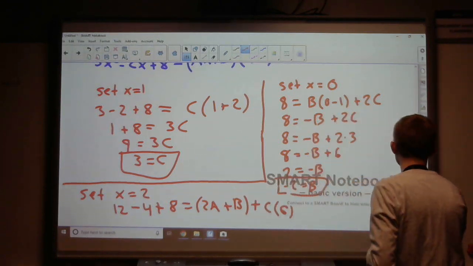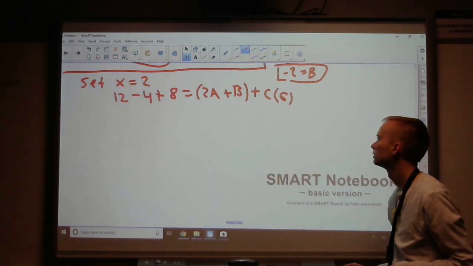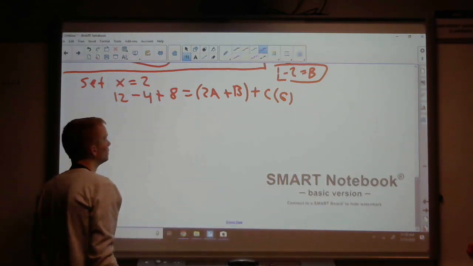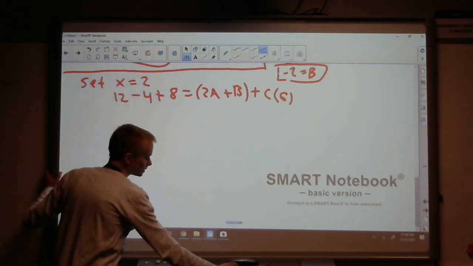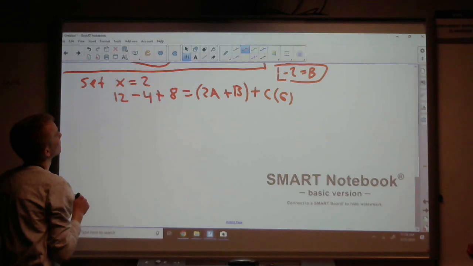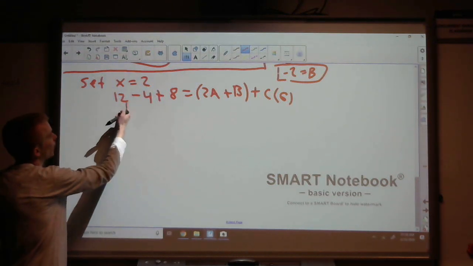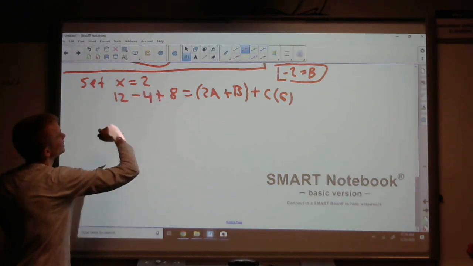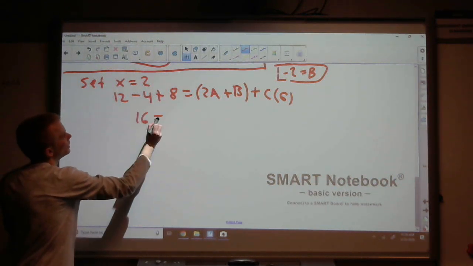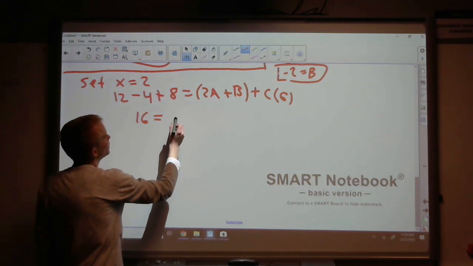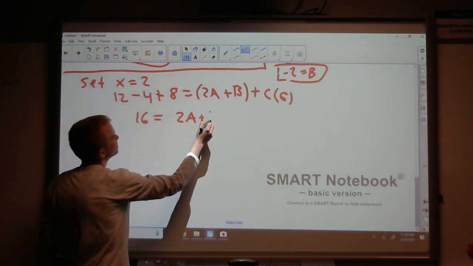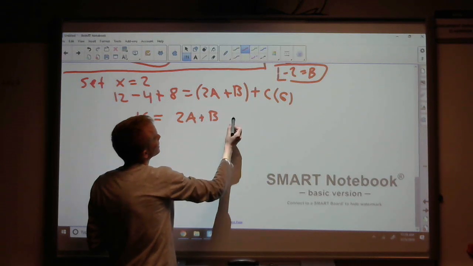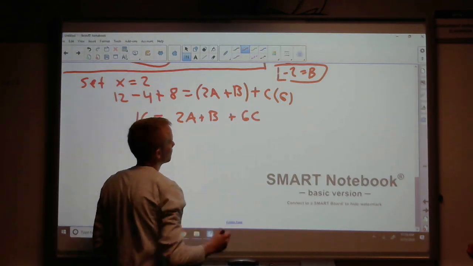I'm going to scroll a little bit further down so we've got some more space. So I just plugged in 2 for x, and this is what I get here. So 12 minus 4, that's going to be 8. Plus 8 is 16, is equal to 2a plus b times 1 plus 6c.